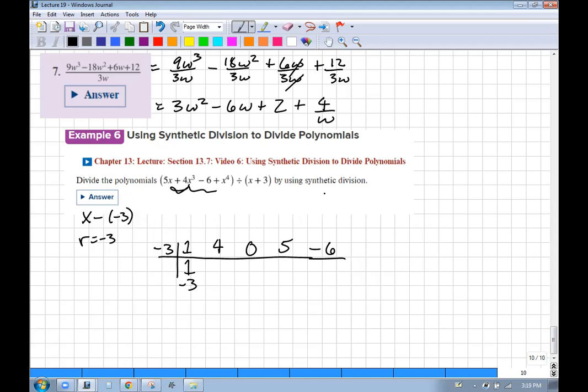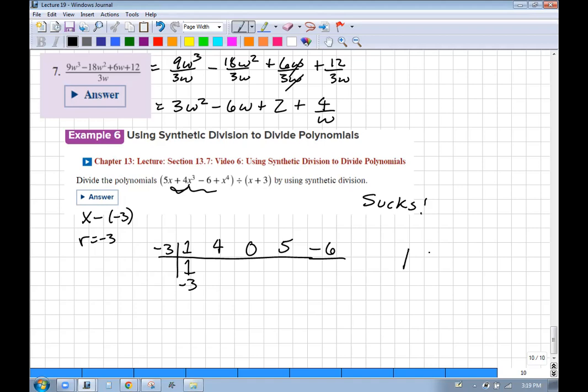Yeah, I've never ever used this because you can always do long division. And I'm not about memorizing a whole bunch of steps that I never use just for one purpose that I already know how to do another way. So we're not going to do synthetic division. This sucks.